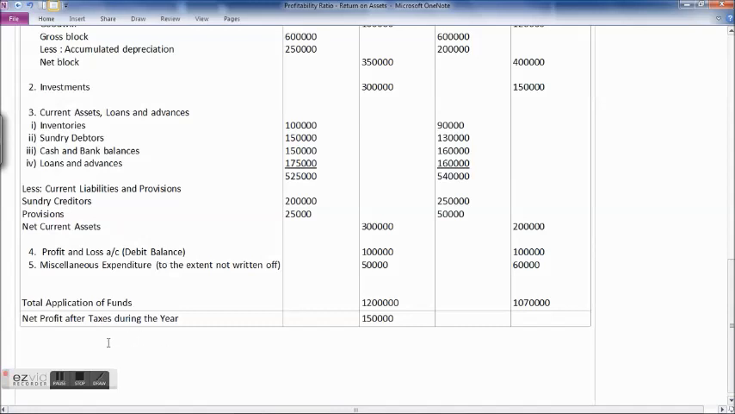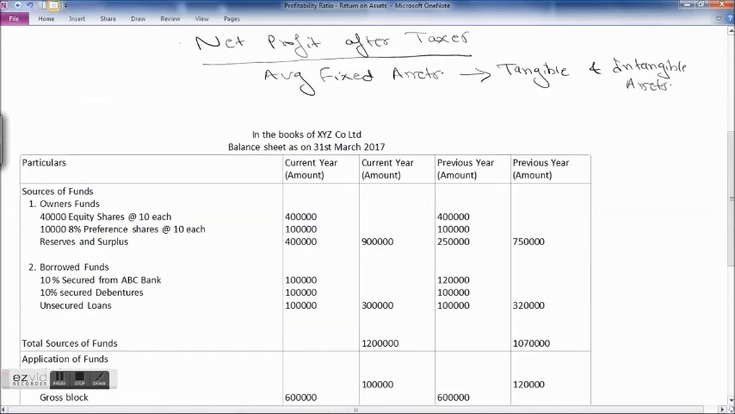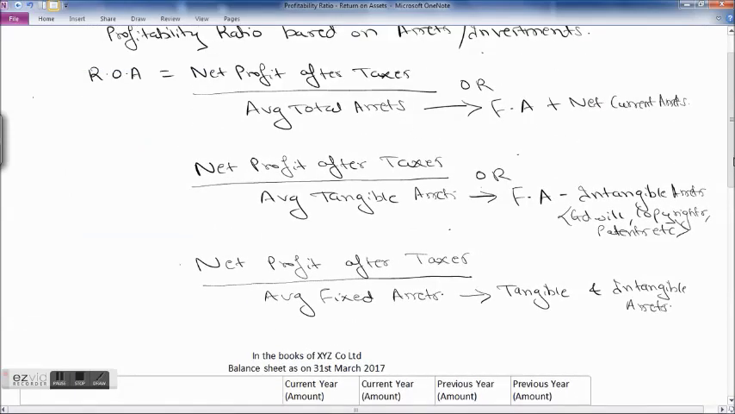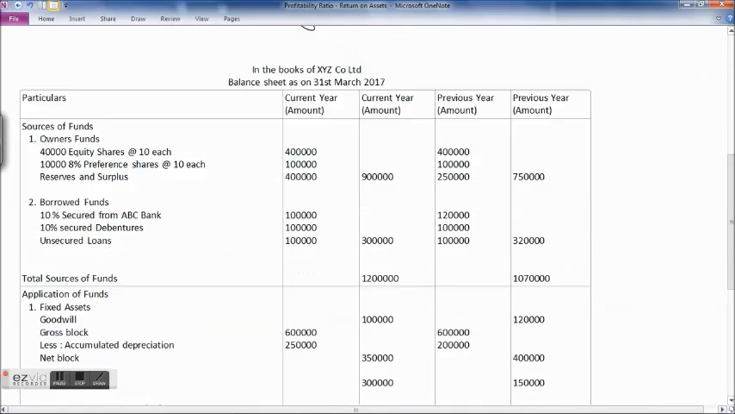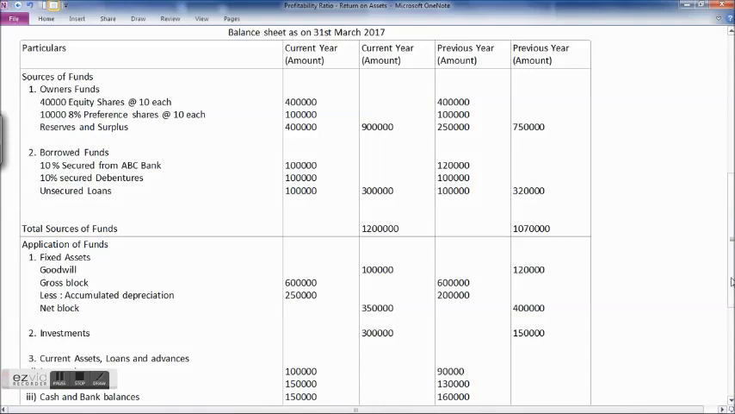Now we'll calculate return on assets. First we'll calculate return on asset considering the total assets of the company. The formula is net profit after taxes divided by average total assets. So let's find out what the average total assets is first.